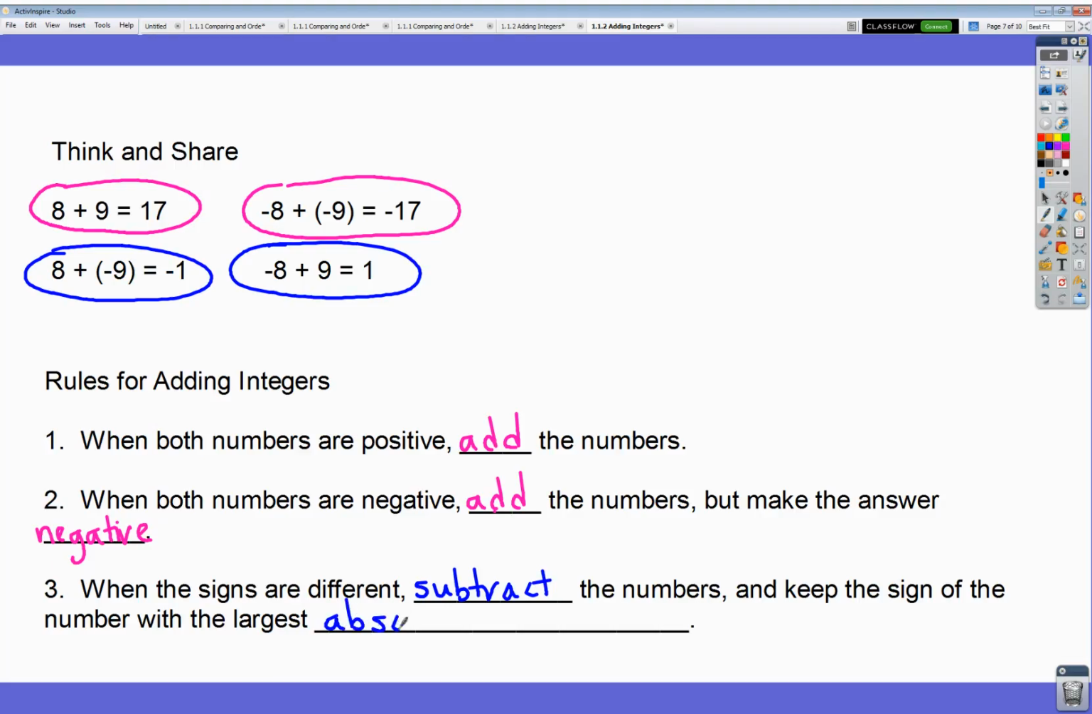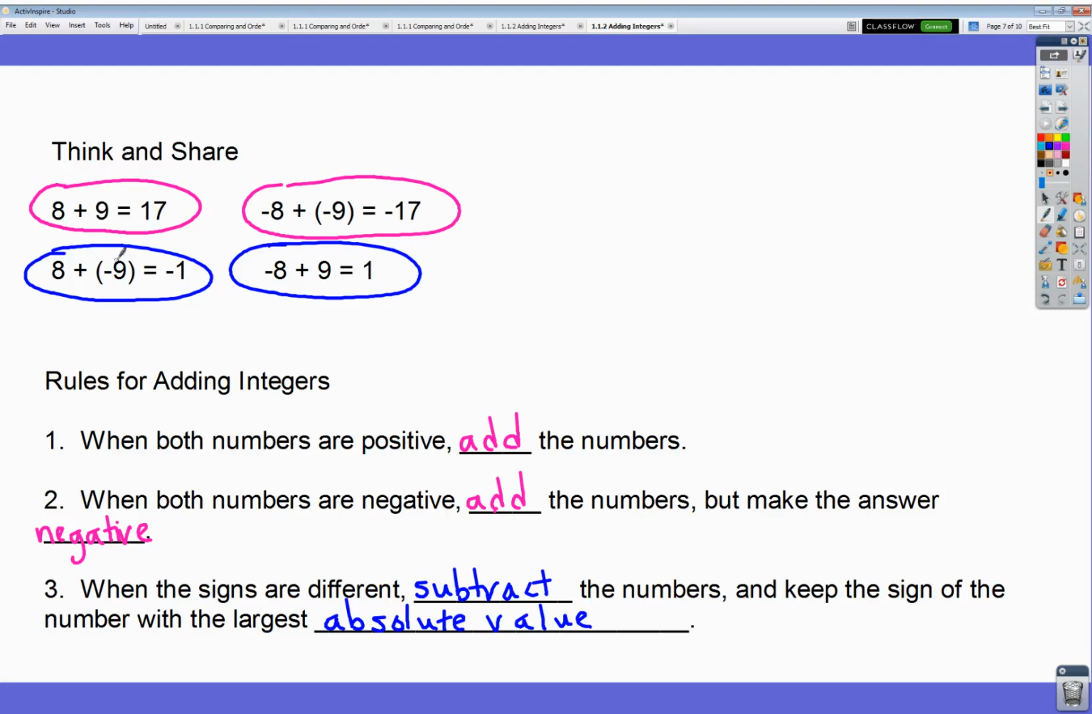Now, I'd be surprised if any of you actually came up with the word absolute value there. You might have said which number is largest, or made sense that whichever, like 9 is bigger than 8, so if it's negative, the answer is negative. If it's positive, the answer is positive. But the absolute value of a number is just its distance from 0 on the number line.